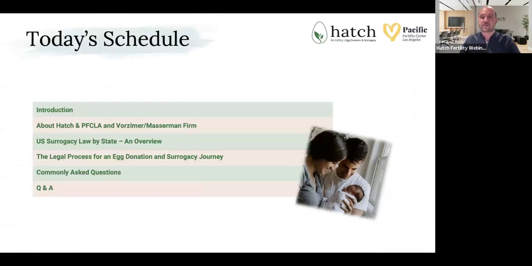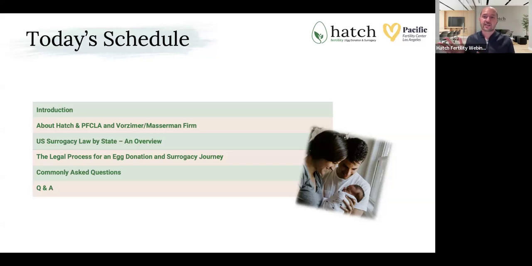The schedule today looks like this. We're just going to do a brief introduction on myself, on Andrew, of course, and who this agency is and this clinic is, and also about Andrew's firm. But we're really going to focus the vast majority of this time on talking about the legal aspects. So we're going to talk about U.S. surrogacy law by state. We will not go through state by state because that would take too long. Some of you have more experience already in this journey, some of you have less, but we're going to try to do a little bit more of surface level, but feel free to go deeper with your questions, for example.